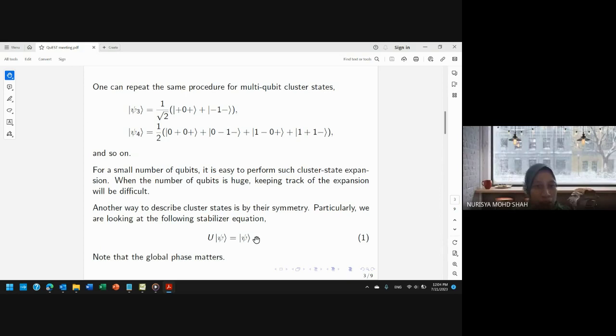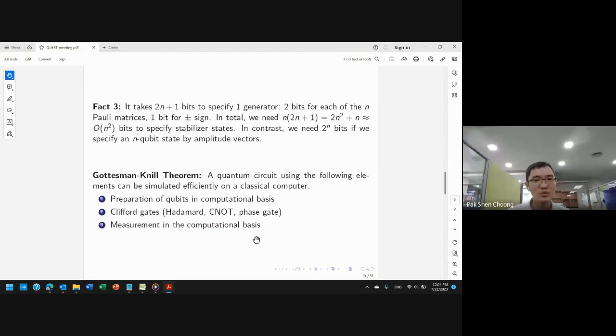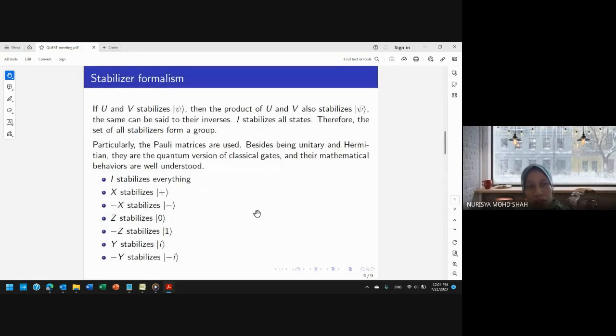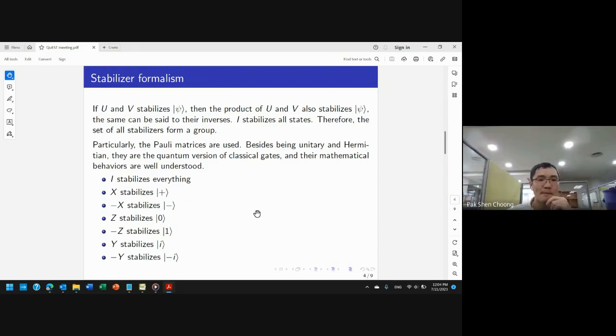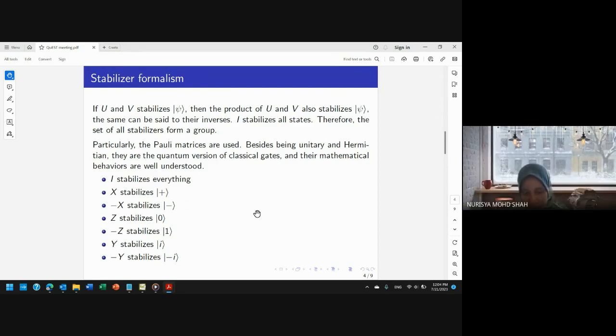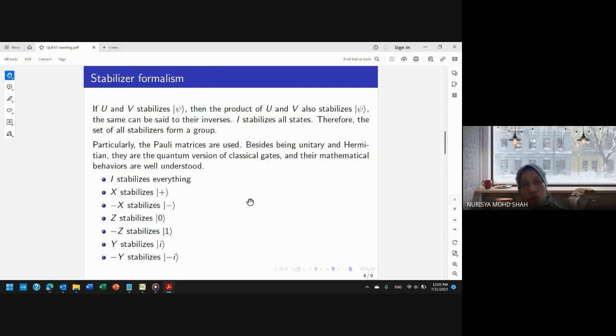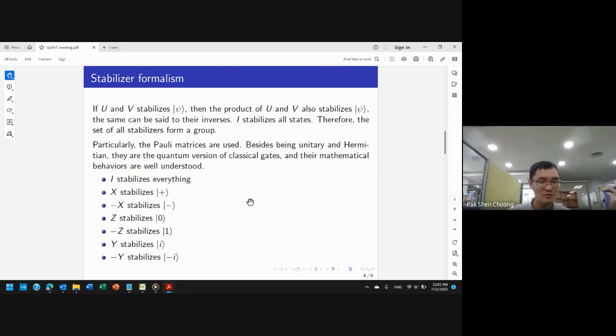Can you go back to the stabilizer list just now? Which one stabilizes which? Here. Z only stabilizes 0, and minus Z stabilizes 1, because your 1 is 0, 1, then you get the same back as 1, because you have 0, minus 1. Another way of saying this is that for Z, the eigenvectors are 0 and 1, and you have eigenvalues plus 1 and minus 1. So you just put that minus 1 in front.